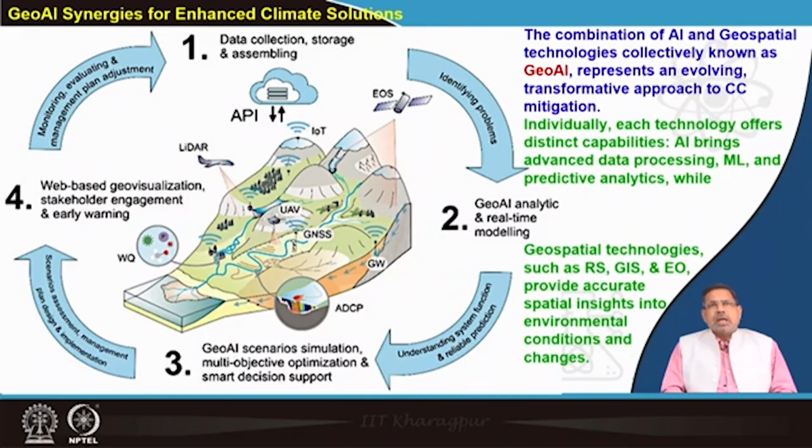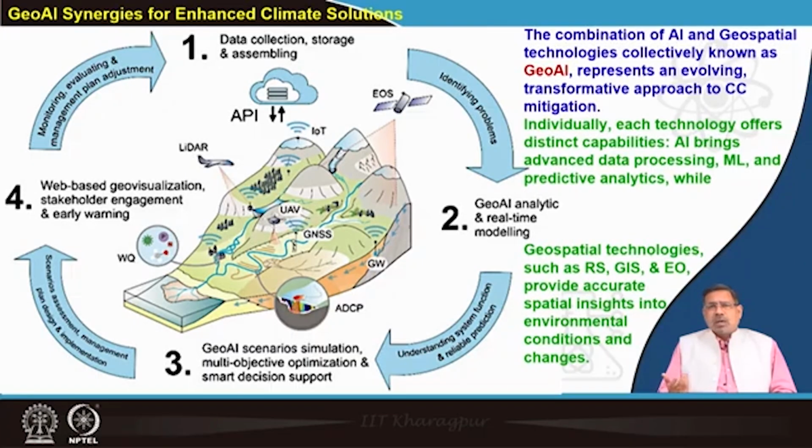In terms of GeoAI, as it is the combination of artificial intelligence and the geospatial technology, which collectively known as GeoAI. So Geo stands for geospatial, AI stands for artificial intelligence, and the integrated term is regarded as GeoAI. It represents an evolving transformative approach to climate change mitigation. Individually, each technology offers distinctive capabilities. AI brings advanced data processing, machine learning, and predictive analysis.